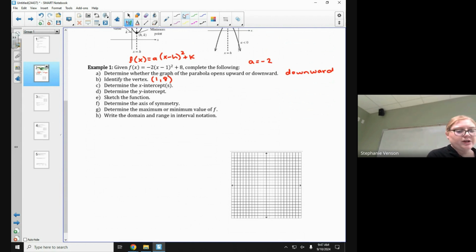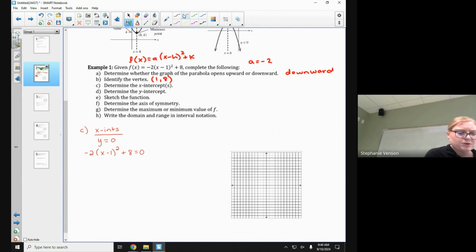All right, now C, we're going to have to do a little bit of work on. C, they've asked us to find the x-intercepts. Now, we've learned this throughout the semester. It does not matter what type of function or equation is given to you. How do we always find x-intercepts? 0. That's right, by letting y equal 0, which means we take the function itself and set it equal to 0. So -2 times x minus 1 squared plus 8 equals 0.